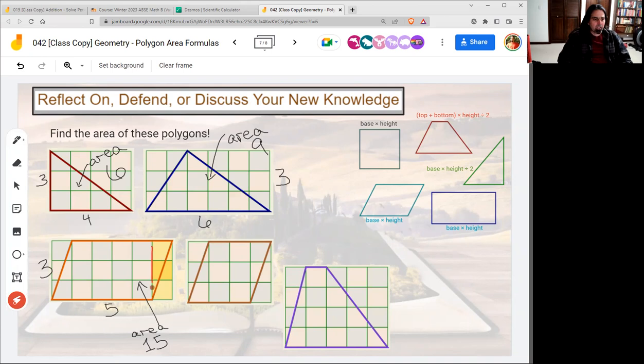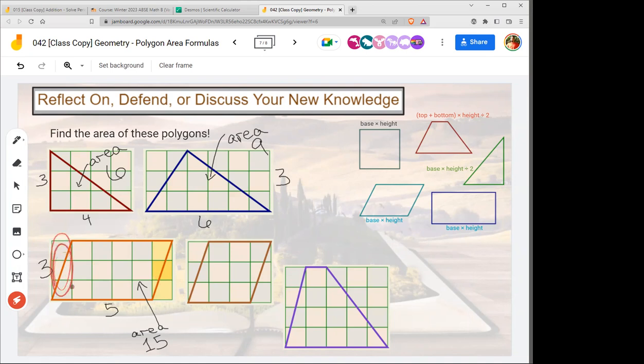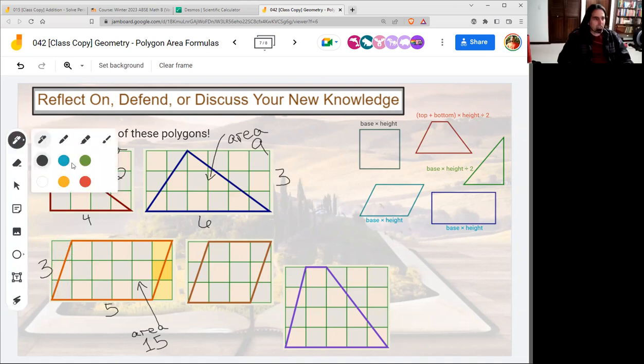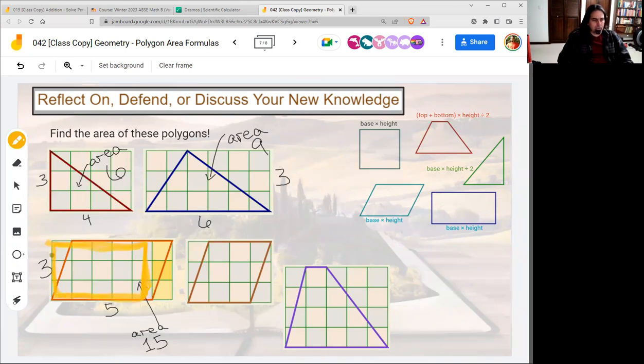So you can imagine taking this yellow piece, cutting it out, and then putting it over here. And you would see that it turns into this rectangle that's 3 by 5. Right now we're missing this kind of top little triangle, but that's where it would come from. Maybe that helps. Maybe my art is too poor.